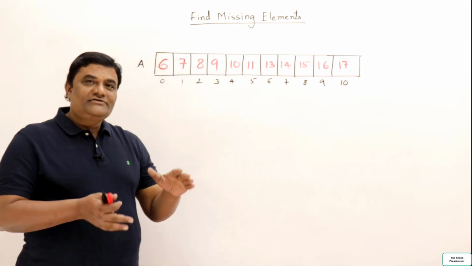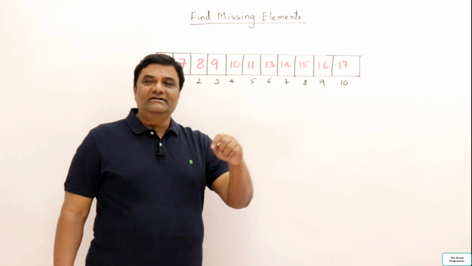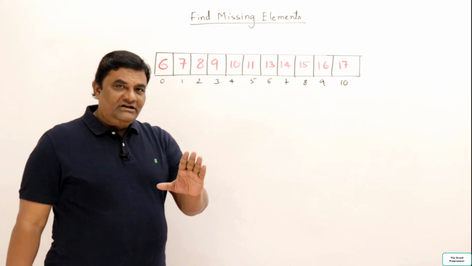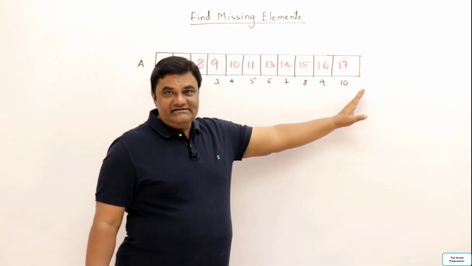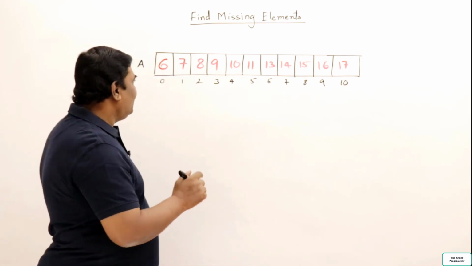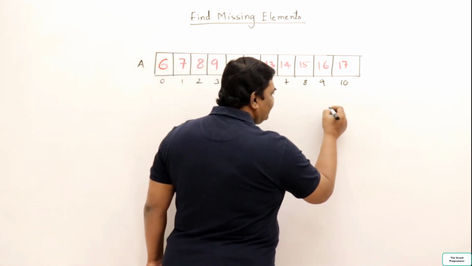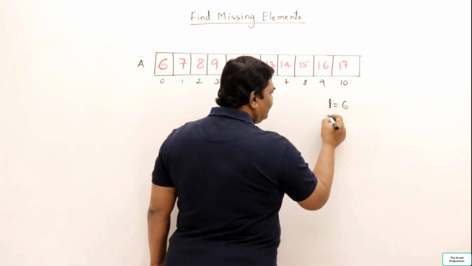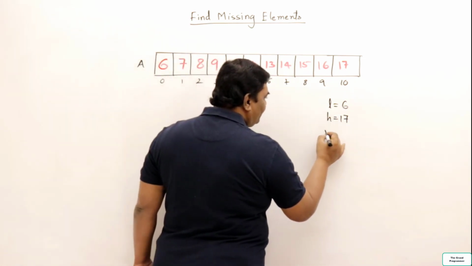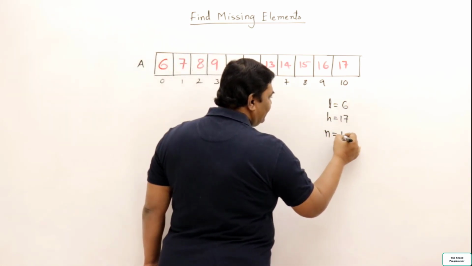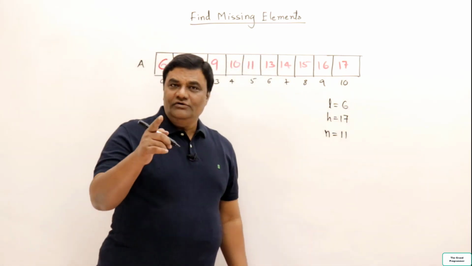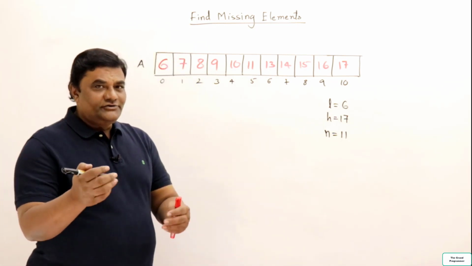So there is a sequence of sorted elements. I should know the starting number and the ending number, and I want to know which number is missing in this one. And the total number of numbers is 11, that is indices 0 to 10. So let us see how to find this out. For that, this is the lower number, that is 6, and this is the higher number, that is 17, and the total number of numbers I have, let us call it n, let us say these are 11 numbers, 0 to 10. Now from 6 to 17 I want to know which number is missing. So I'll show you the procedure.